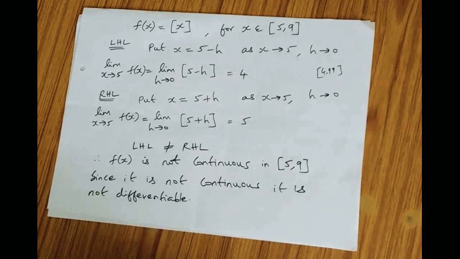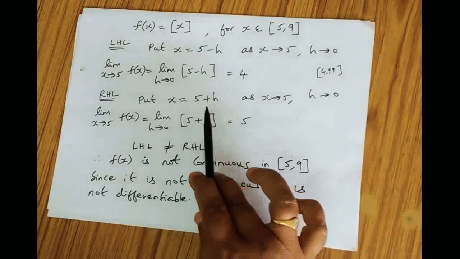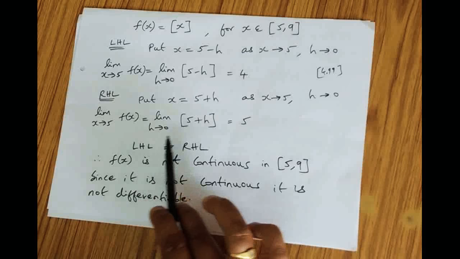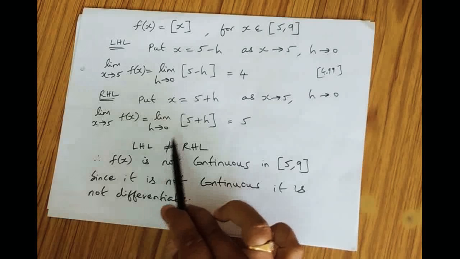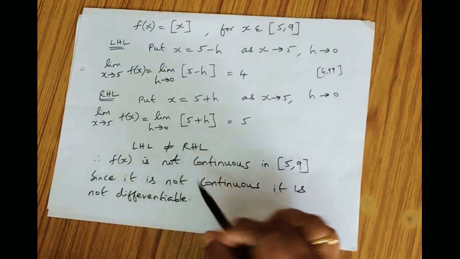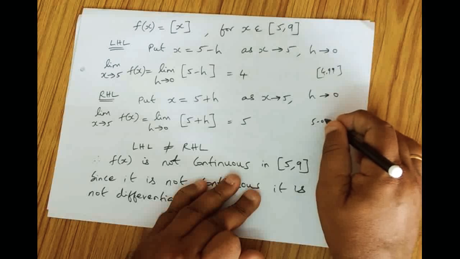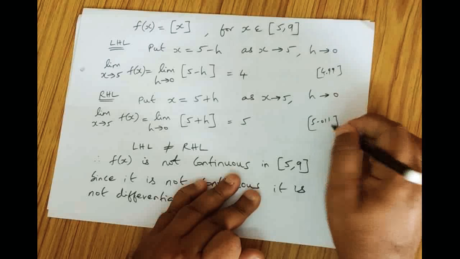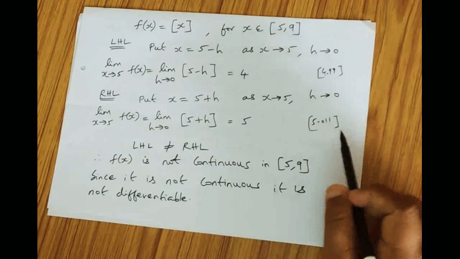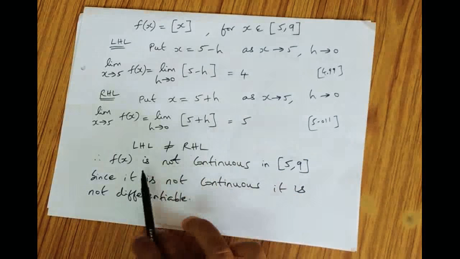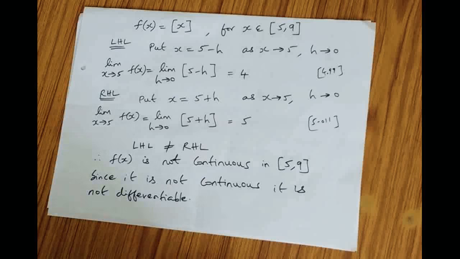So now RHL: put x is equal to pi plus h. As x tends to pi, limit of f of x is equal to limit h tends to 0, greatest integer of pi plus h. What is pi plus h? Pi plus h is nothing but some values greater than pi. So LHL is 3 and RHL is 4. LHL is not equal to RHL. Therefore, f of x is not continuous in the interval [pi, 9].